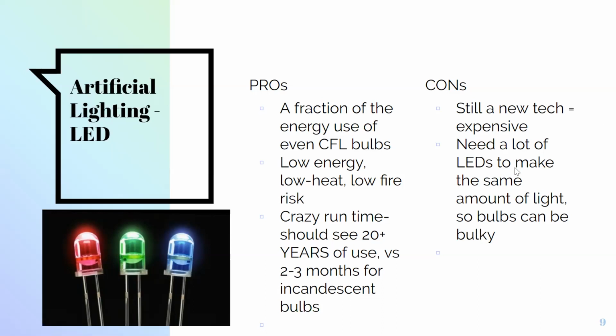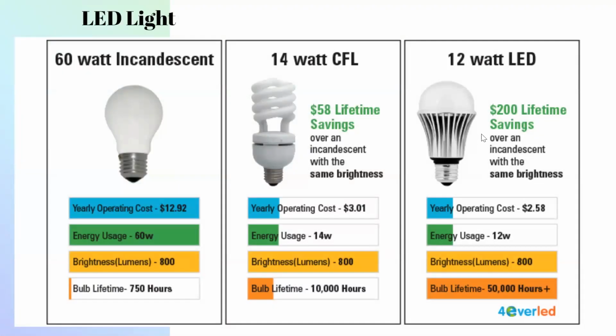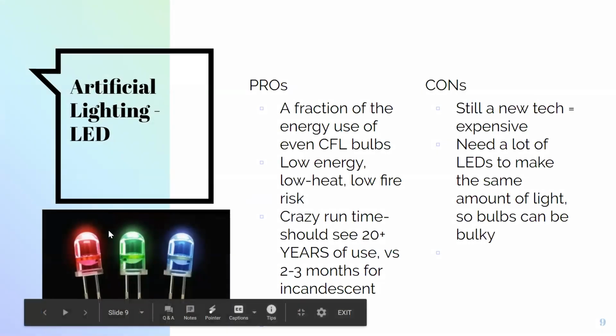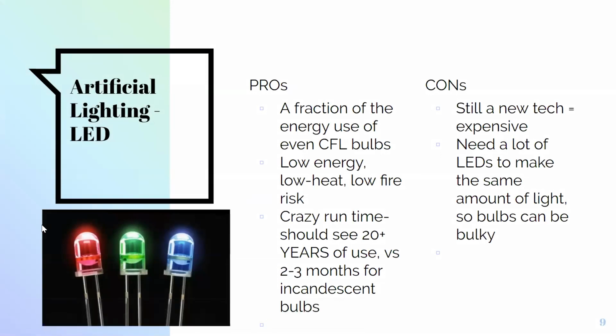You need a lot of LEDs to make the same amount of light, so bulbs can be bulky. This LED light bulb that you see here is a relatively new innovation, because LEDs typically look like they do in this image, where they're quite small. That's what you're probably familiar with, LEDs like they use in your TV or your phone screen. So to make the amount of light that we would consider acceptable for a room, it's a bit of a complicated technology. That explains the expense, but they're coming down in price.